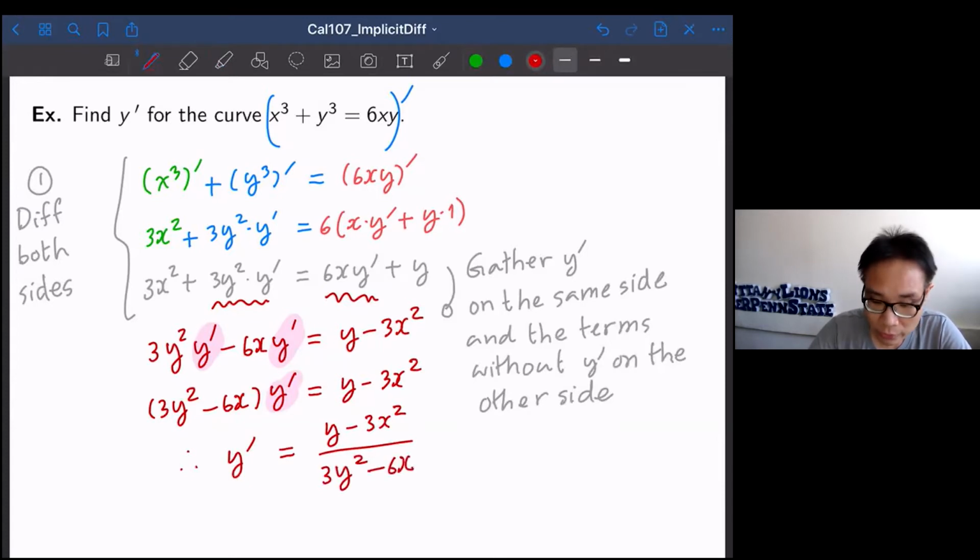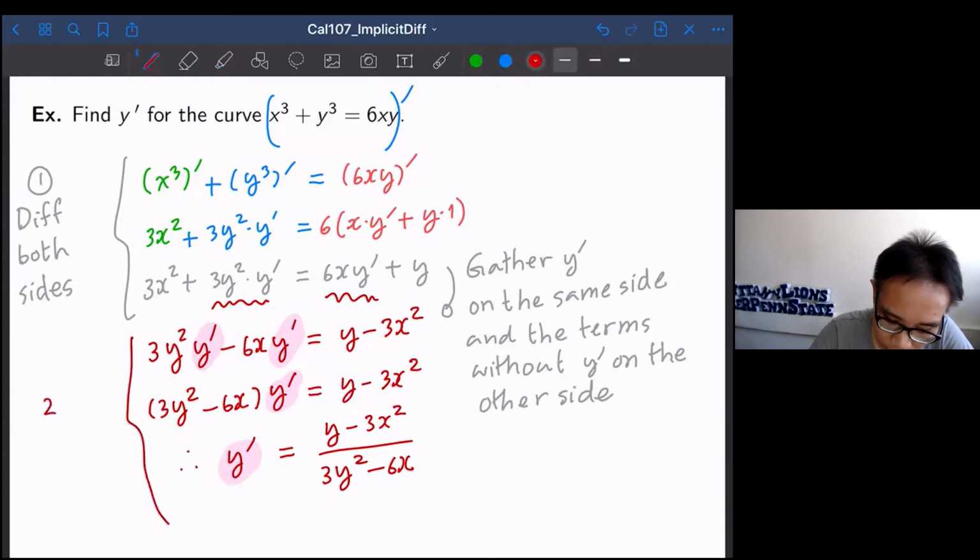Okay, and this one is the y prime that you're looking for. So the second step that we did here is called solving for y prime. So it's going to be our second step. So we solve for y prime.